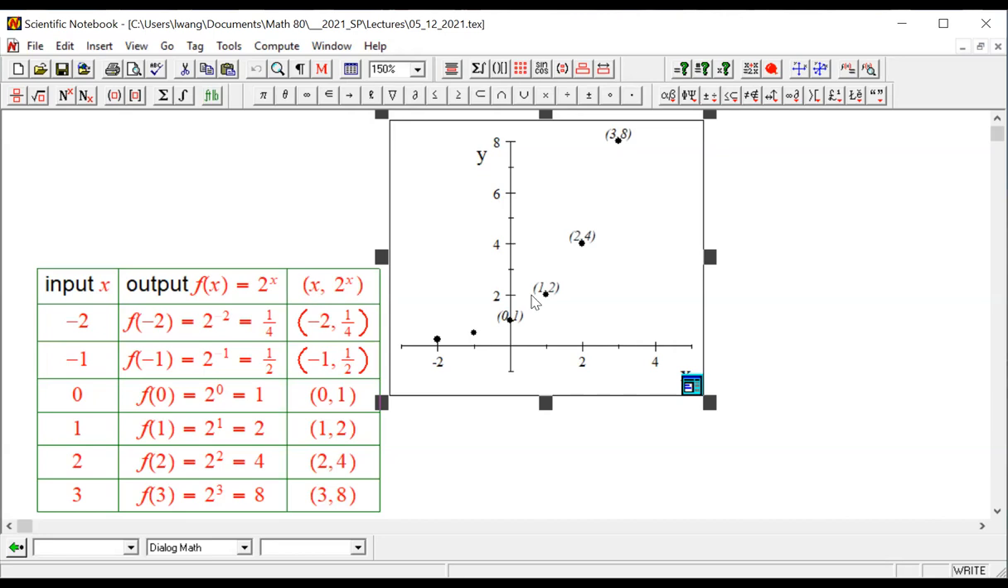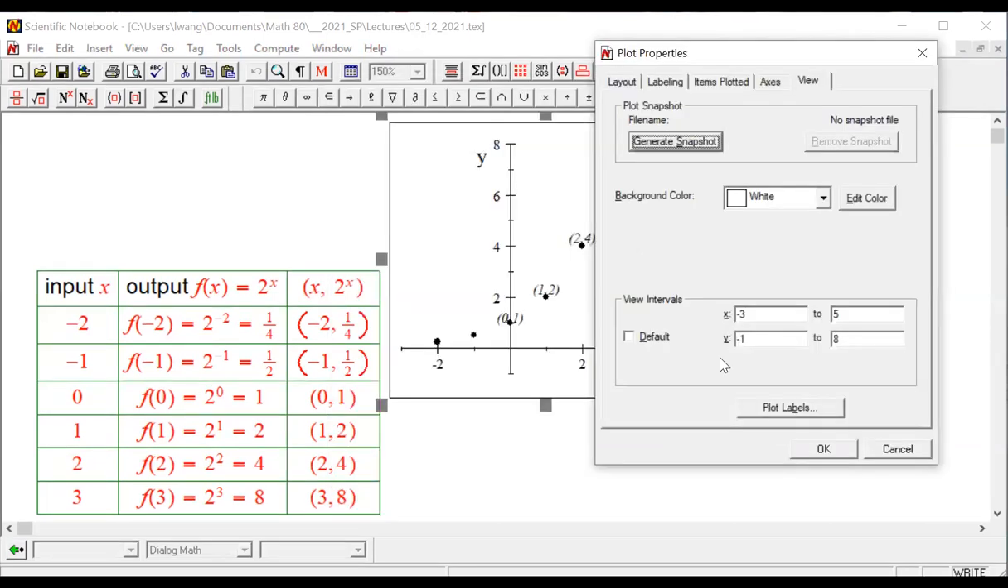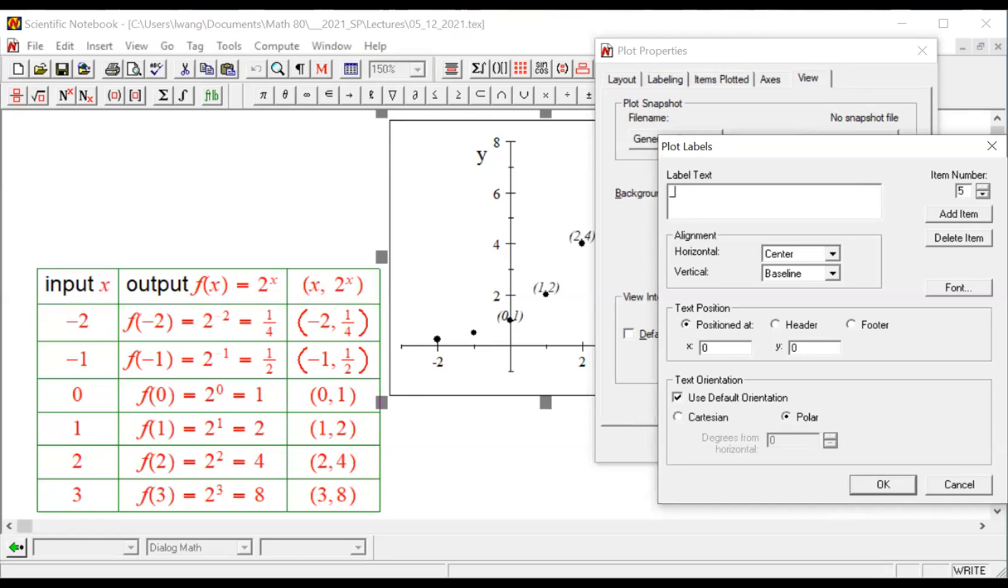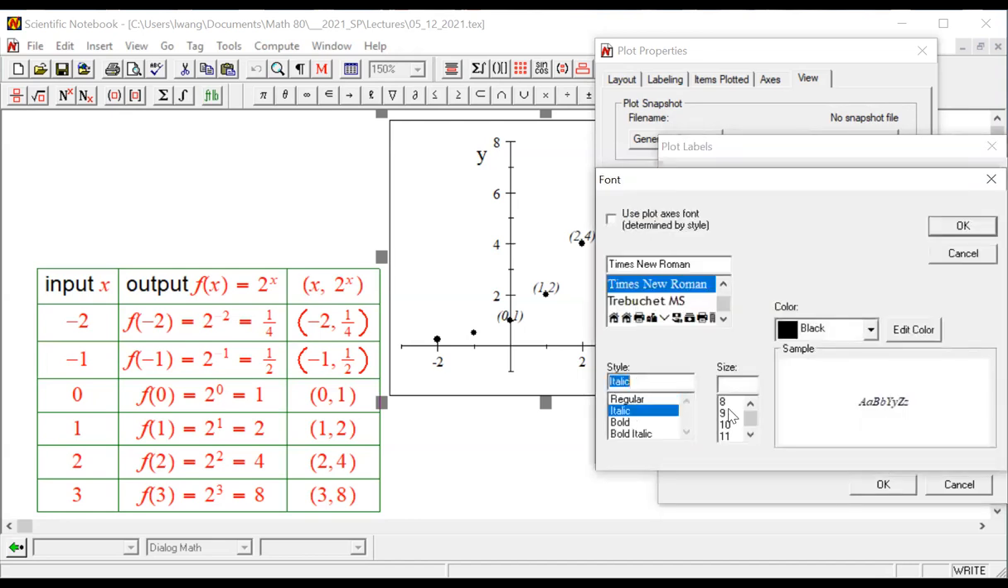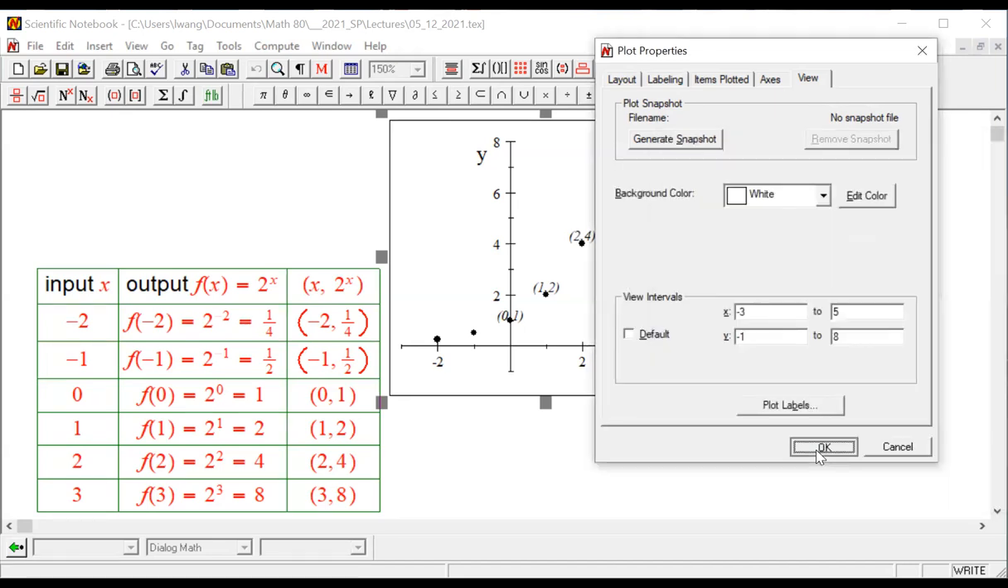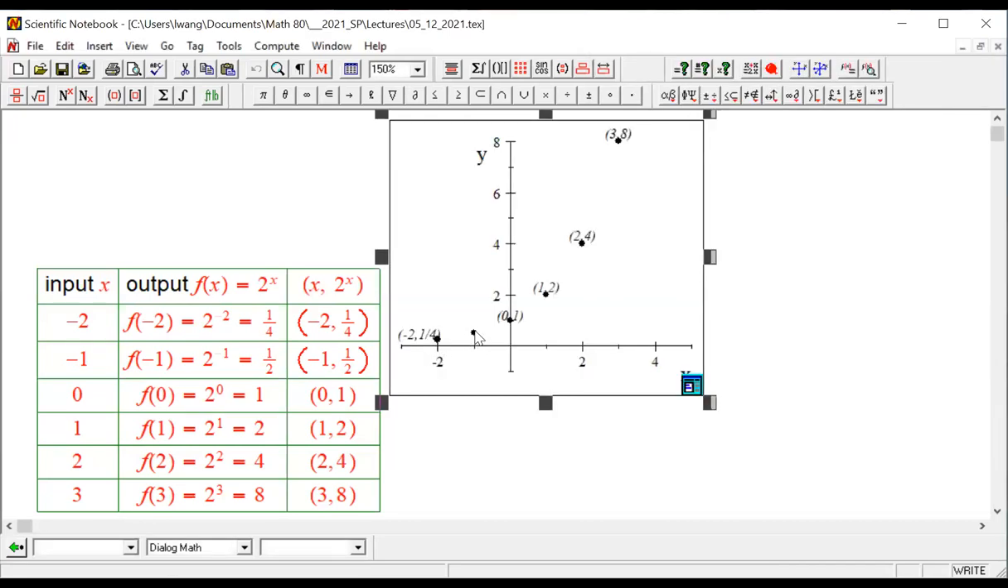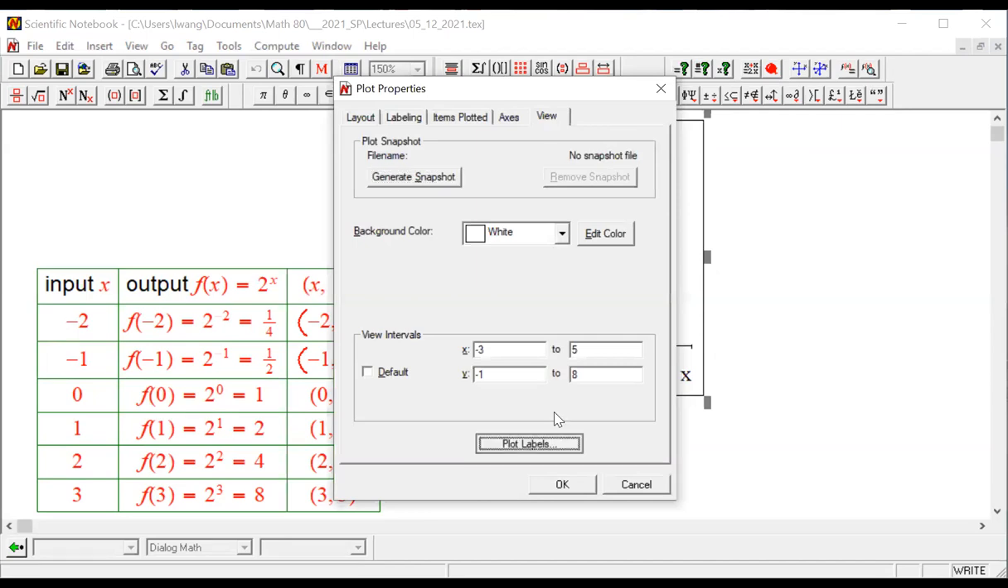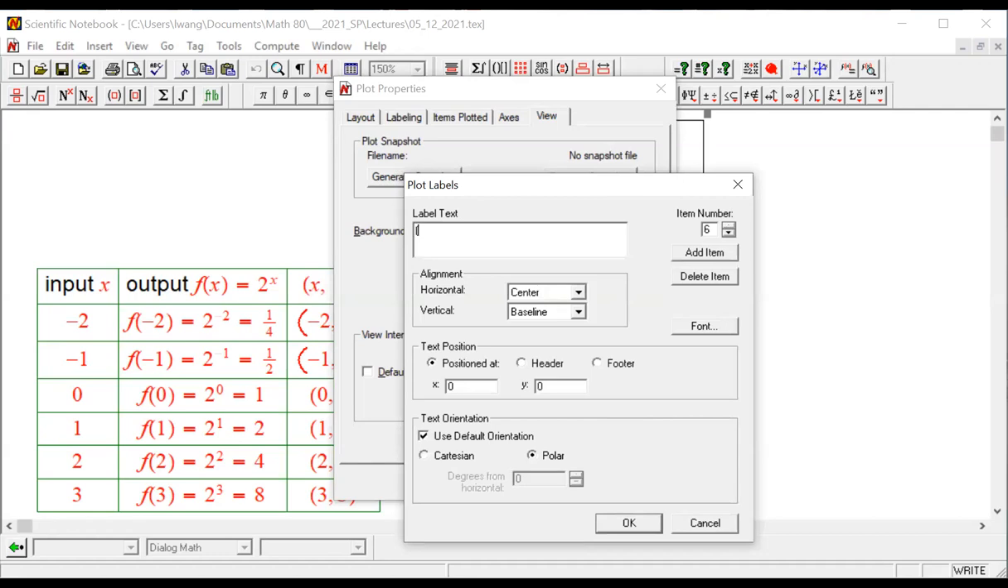Input 0, output 1. Input 1, output 2. Input 2, output 4. Input 3, output 8. We have two other points, so let's mark them as well. The input is -2 and the output is 1/4. So I'm going to put it at -5. This is a point. Hope this will work well. As you know, it can be tricky. Okay, that's good. And then one more point to mark. The input is -1, the output is 1/2.